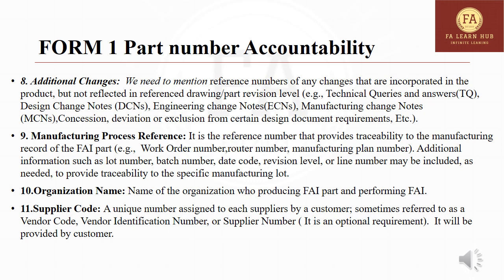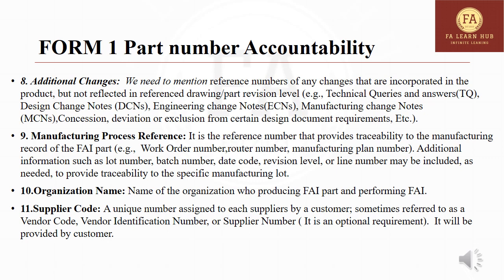Next one is supplier code. A unique number assigned to each supplier by a customer. For example, a customer called ABC Aerospace has a supplier called XYZ Aerospace. So ABC Aerospace assigns a number to XYZ Aerospace as a vendor code or a supplier code.